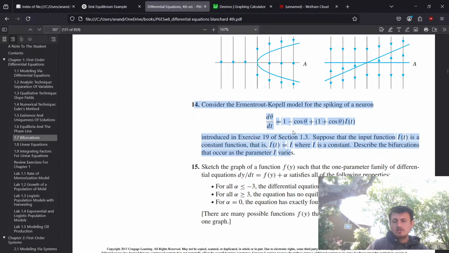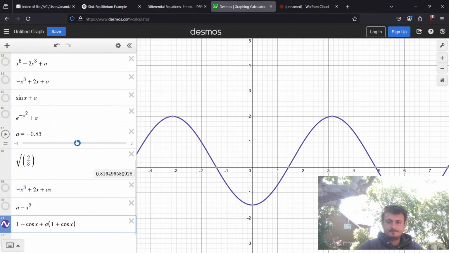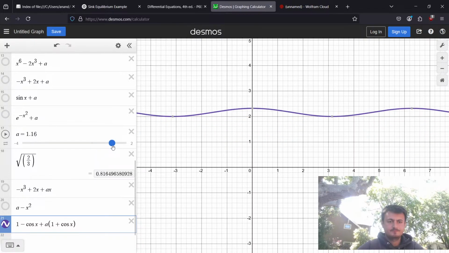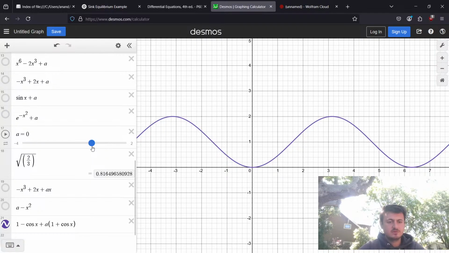Okay, so we're going to say 1 minus cos x plus a times 1 plus cos x. All right. If a equals 1, we get a flat line for the derivative, so it just goes always up. But okay, that's fine. What we care about is this critical point when a is equal to 0.